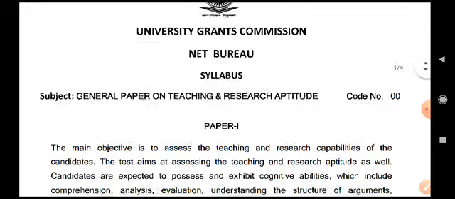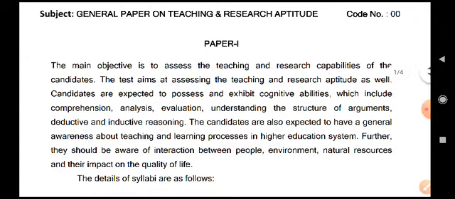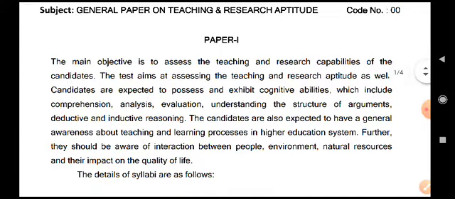So starting with Paper 1, the name of the subject is General Paper on Teaching and Research Aptitude. If you see the main objective written in the syllabus, the main objective is to assess the teaching and research capabilities of the candidates. The test aims at assessing the teaching and research aptitude as well. So from this line we come to know that this exam focuses on teaching and research aptitude. This is because after clearing this exam, a candidate either chooses to be an assistant professor or carries forward his journey into research by enrolling into PhD or MPhil programs by clearing the respective interviews.